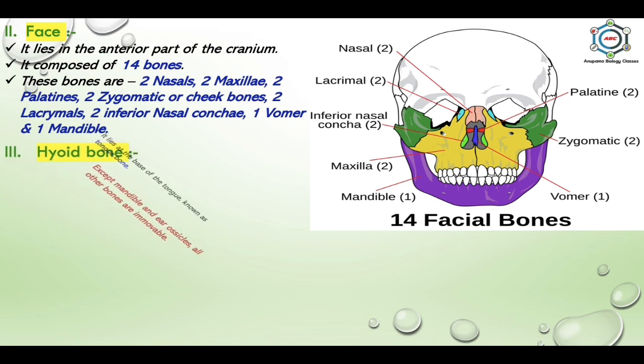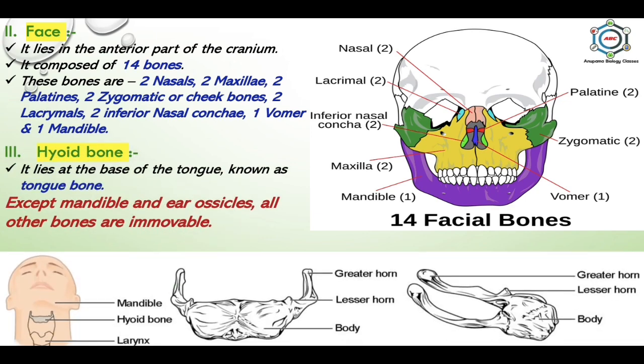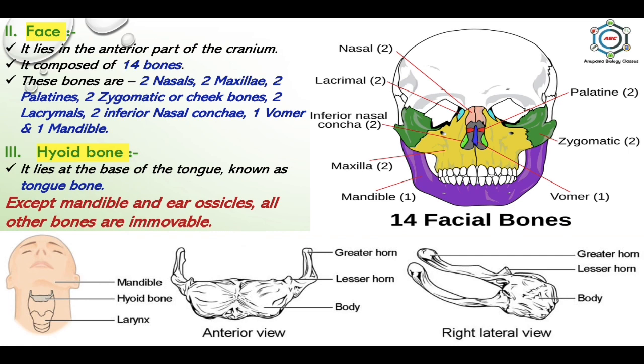After that, the hyoid bone, it lies at the base of the tongue and is known as the tongue bone. You can see in the picture, certain muscles of the tongue and throat are attached to the hyoid bone while the rest are free. Except the mandible and ear ossicles, our other skull bones are immovable. So after the completion of the skull, it has many functions: the cranium protects the brain, facial bones form jaws to support the mouth for feeding, and the hyoid bone supports the throat.